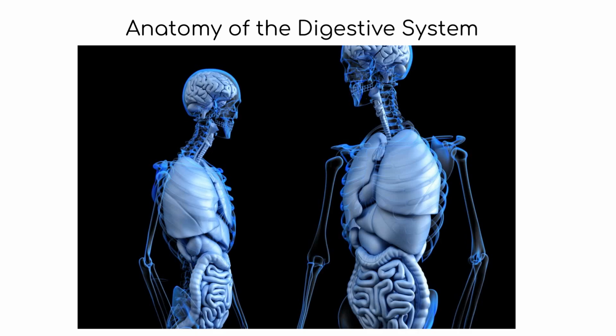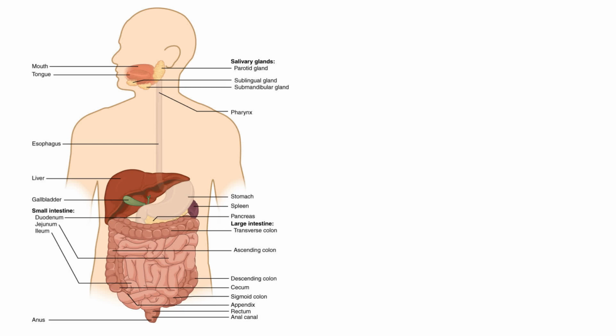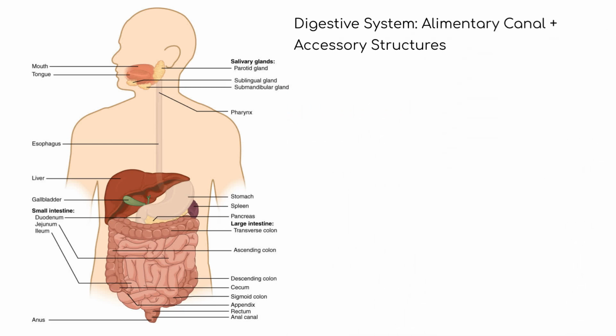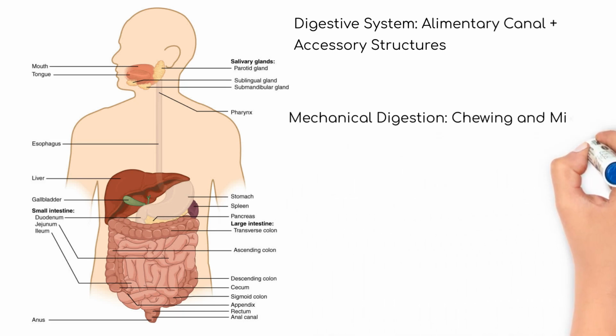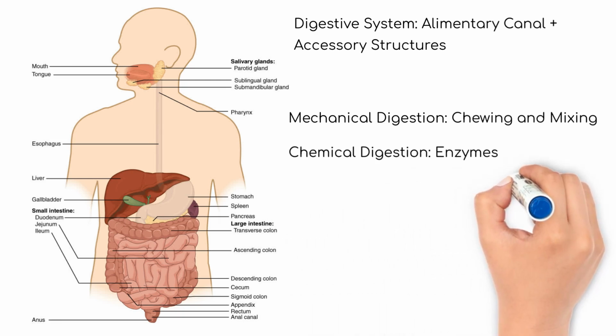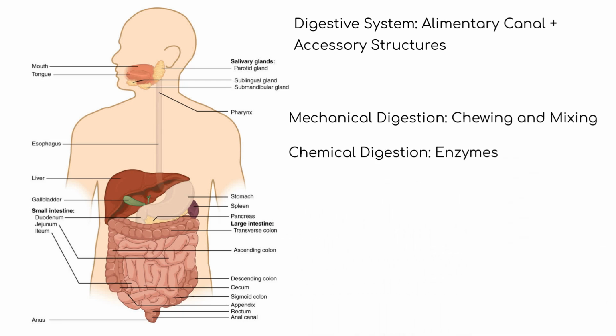In this video, I will cover the anatomy of the digestive system. The digestive system consists of a long muscular tube called the alimentary canal and some accessory structures. The alimentary canal begins at the mouth and ends at the anus. Mechanical digestion is the chewing and mixing of food, and chemical digestion is the breakdown of food by enzymes.